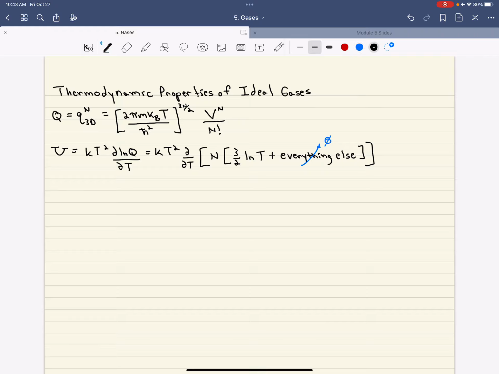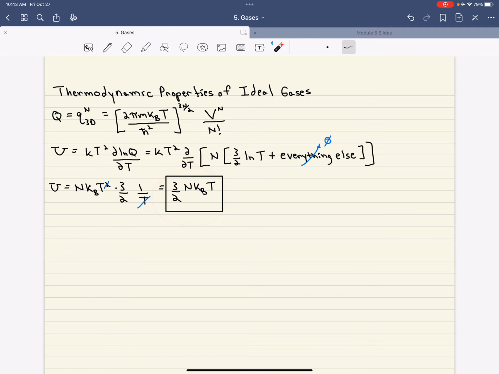And so as a result, for our internal energy for the ideal gas, we'll get the following: N kB T squared times 3/2 times 1 over T, because that's the derivative of the natural log of T. The T's will cancel, and what we get is that for the monatomic ideal gas, the internal energy can be described by this very simple relationship here. I'll talk more about this relationship and internal energy in a bit.